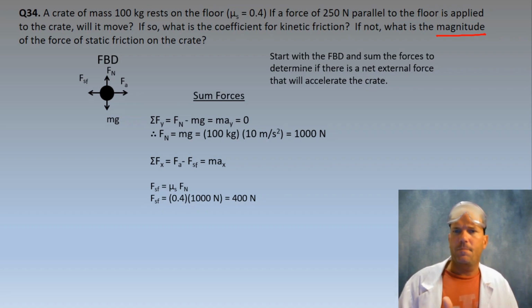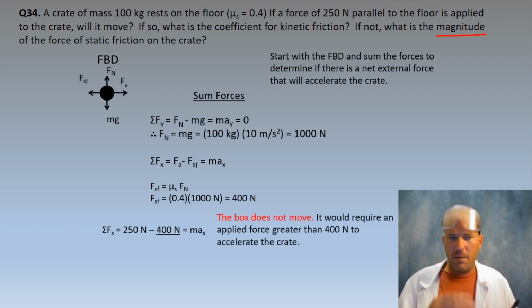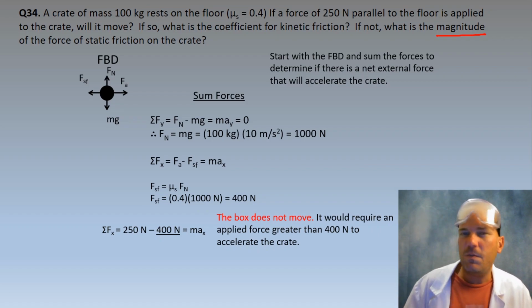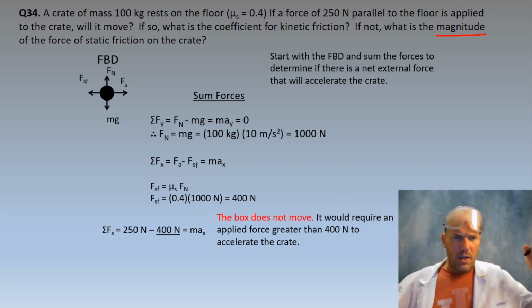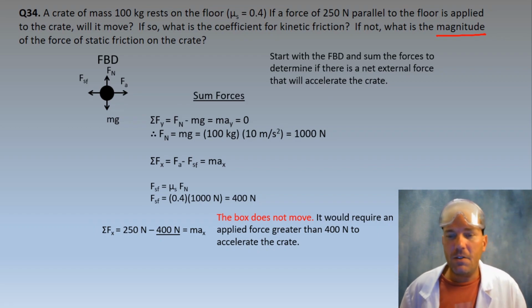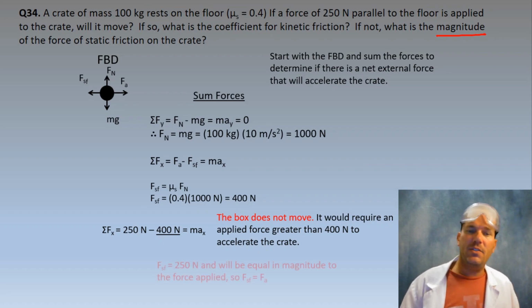Remember what we're asked for here. Will this crate move? And if so, what is the coefficient of kinetic friction? So let's look at our horizontal movement. That's where we're going to determine if there's an acceleration or a net external force horizontally. So 250 newtons is being applied. The force of static friction is 400 newtons. So no way this box moves, because it would require more than 400 newtons for this to accelerate to the right.